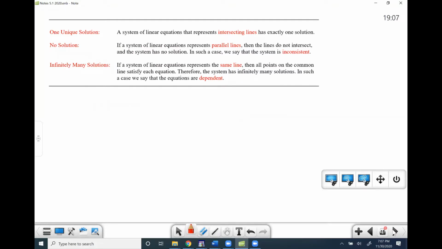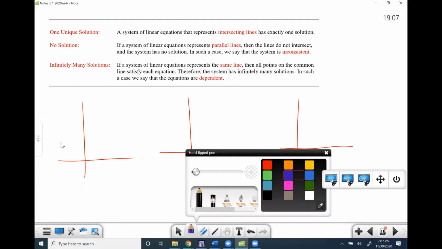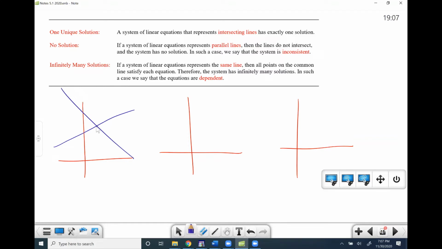Now let's talk about the cases we can have. The cases we can have are the following. So only 3 things that can happen here. Either the lines cross and we get one solution. Where the lines touch is the solution. Okay. But we could get no solution, you guys.